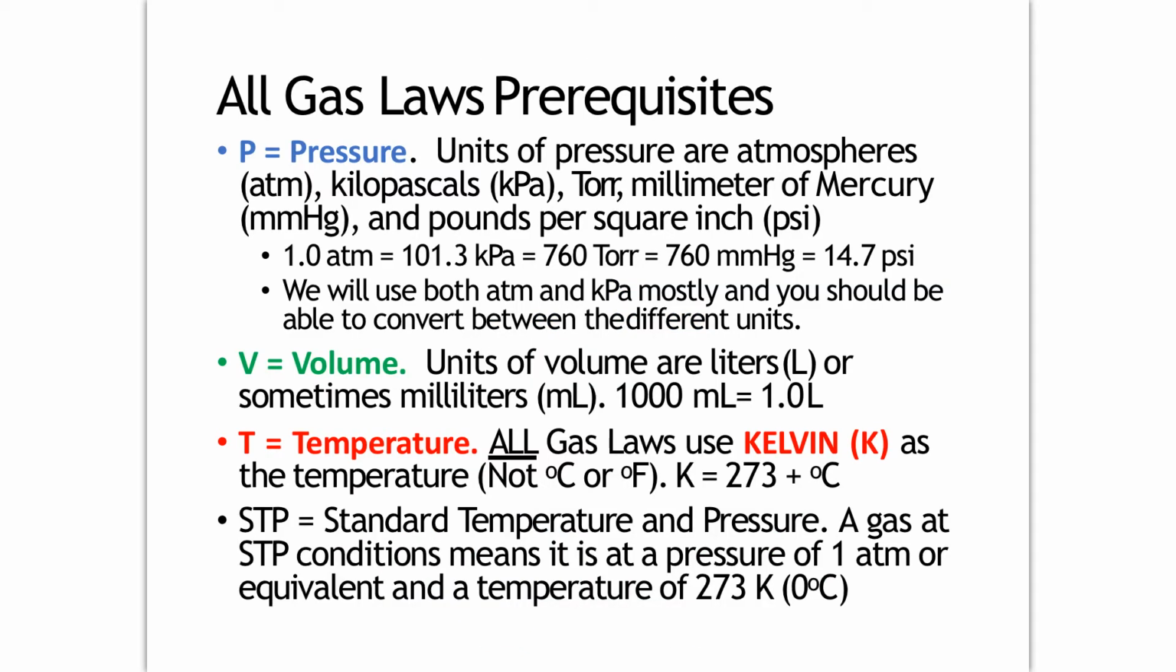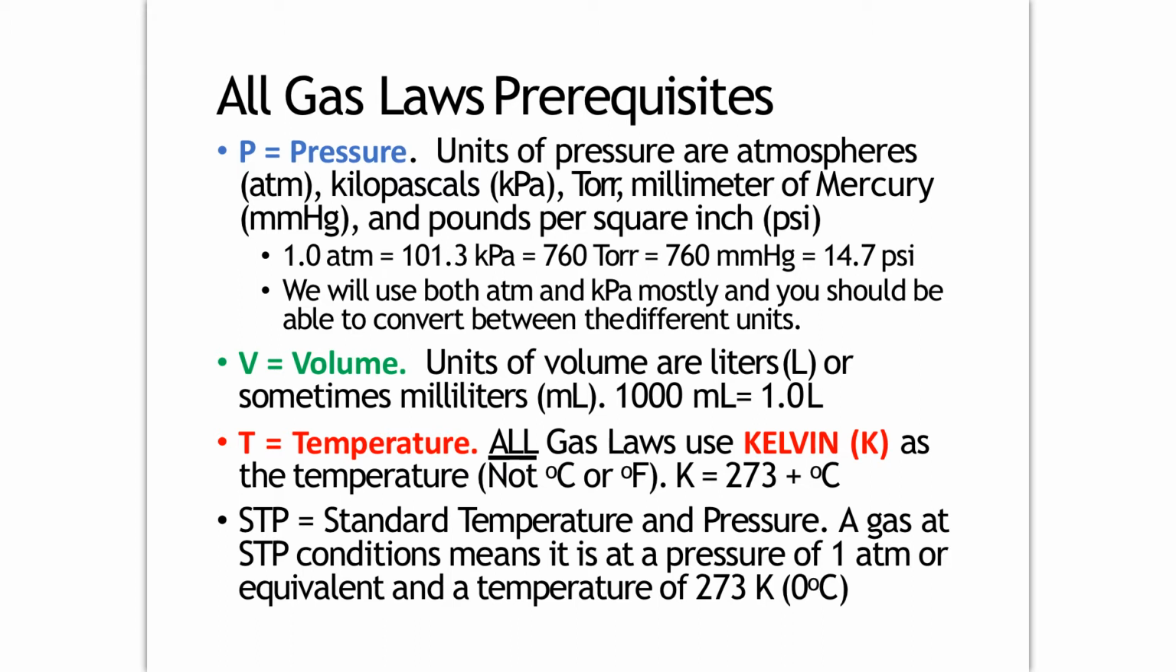Before we start solving gas law problems, there are a couple of things we have to know about the individual parameters for the gases: pressure, volume, and temperature. First, pressure, force per unit area, can be measured in many different ways. The units we are mostly considering are atmospheres and kilopascals. You may hear millimeters of mercury during a weather report, and pounds per square inch is common in industry, industrial gases and things like that.